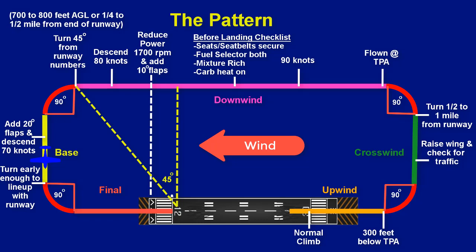Make sure to turn to final early enough to line up with the runway. After the turn, add final flaps and pitch for about 60 knots. Again, the speeds you fly around the pattern and when you turn can vary because of traffic or the type of Skyhawk you are flying, winds, etc., so keep that in mind. On final, proceed with landing as you normally would.